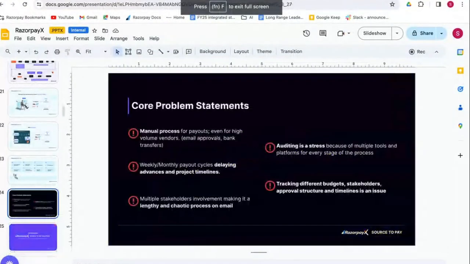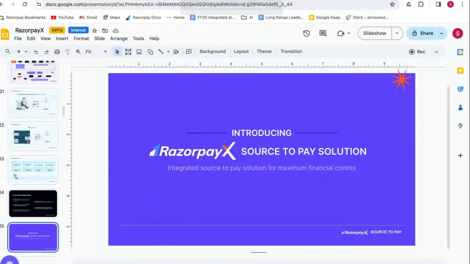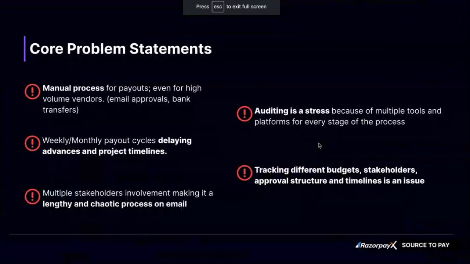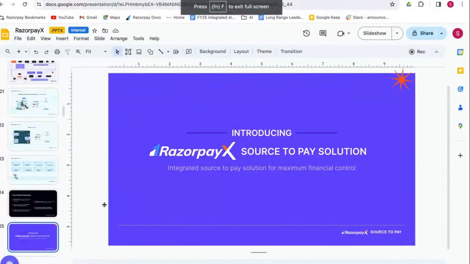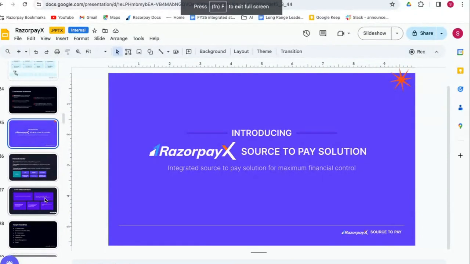So this is the key USP or unique selling proposition for source to pay, which is it provides an integrated solution from sourcing of the vendor to paying the vendor, which allows businesses to have maximum financial control. So this is what we have.